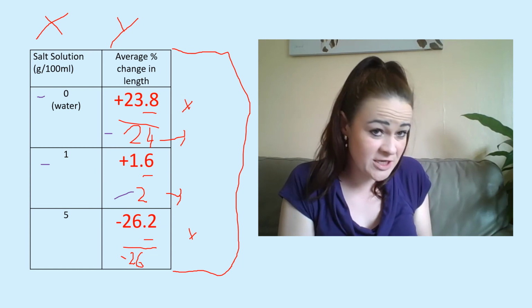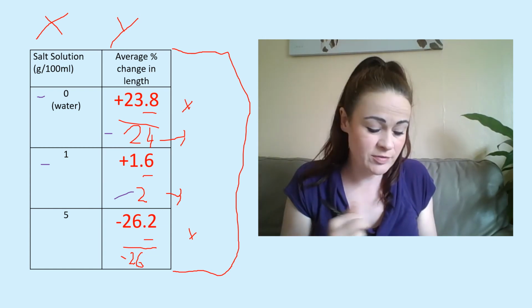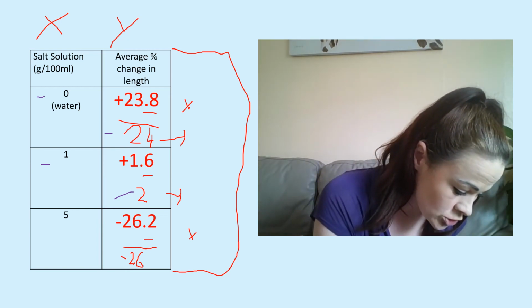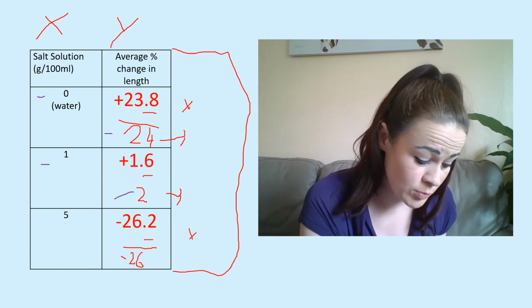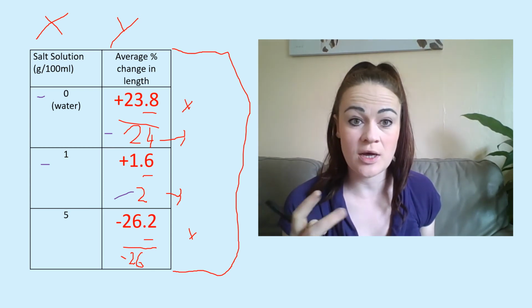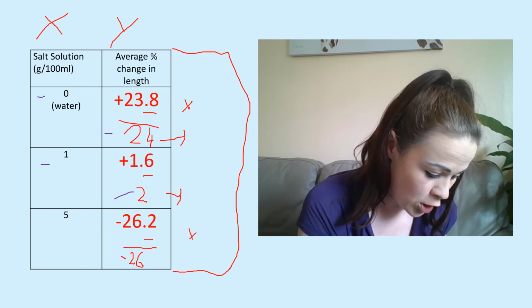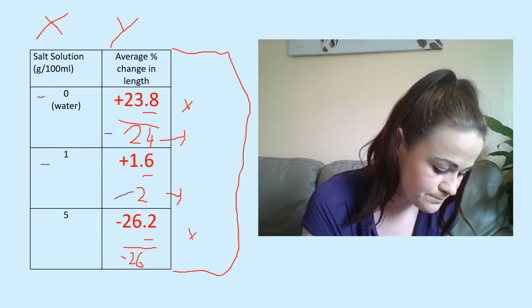Now, I'm going to take them word for word, exactly what the results table says. So, my x-axis is salt solution. I'm going to write it in full because the table's in full. I'm not going to write salt soln, which is an abbreviation. I'm going to write it in full. Salt solution. Then I'm going to pop my units in, grams per 100 mils.